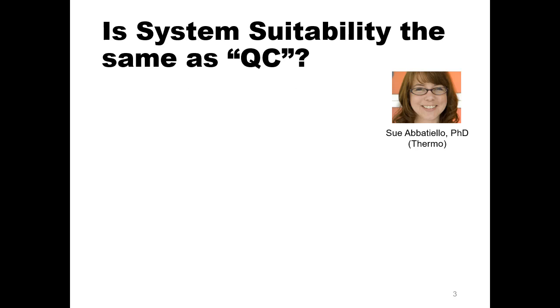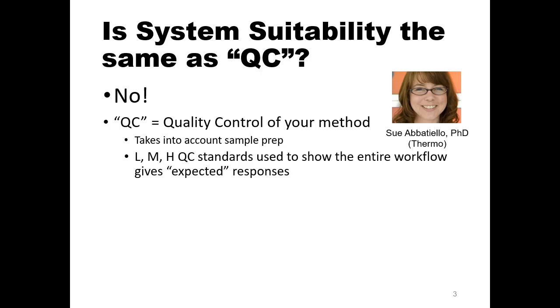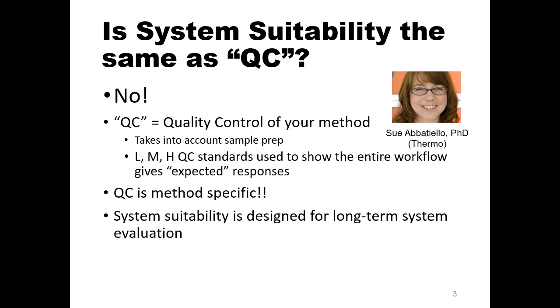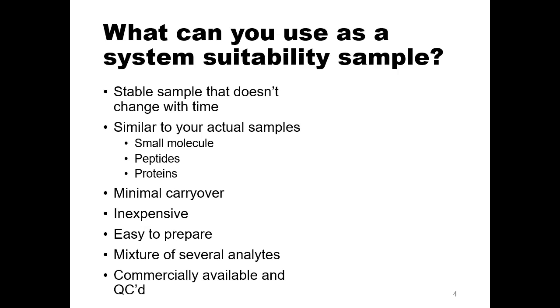Like I mentioned right off the bat, system suitability is not the same as quality control. The difference is that quality control is for your sample prep method. So quality control is, did I prepare my samples correctly? Did I digest my samples to completion? Did I enrich my samples efficiently? Things more along those lines. So the QC is specific to your particular method. On the other hand, system suitability is designed for your system, your LC-MS system.